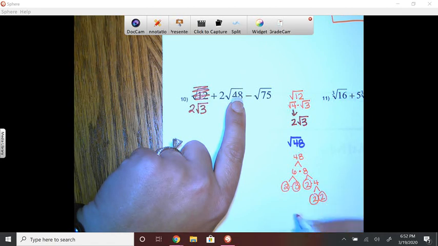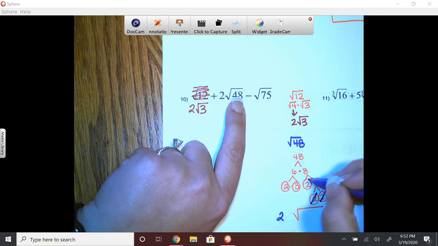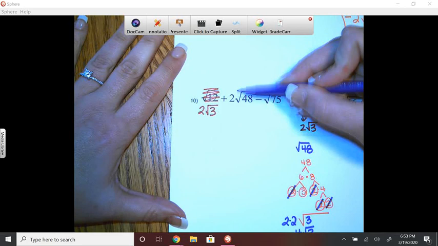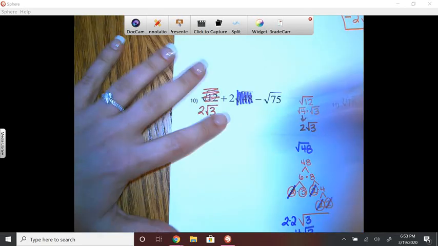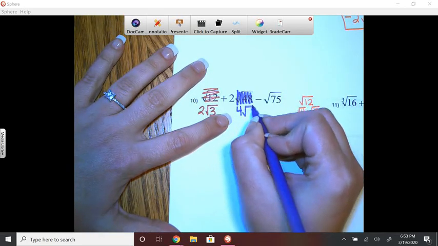And then remember, think of this like the jail. Since the index is 2, we're looking for two that match. So this one and this one, but only one makes it out. And then this one and this one, but only one makes it out. And then the 3 is stuck inside. So we would get 4 rad 3. So that means we can take out the square root of 48 and replace it with 4 rad 3.